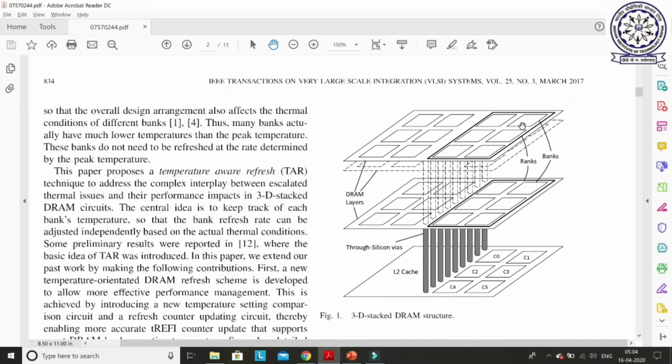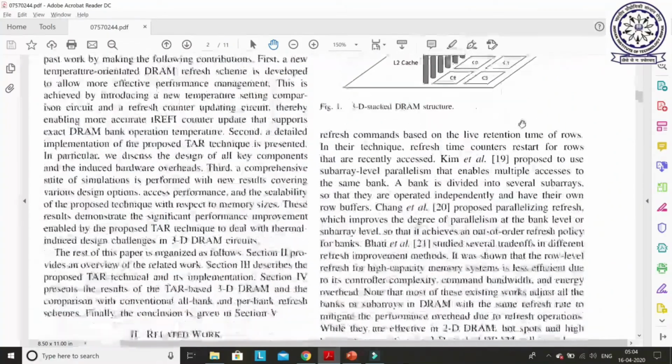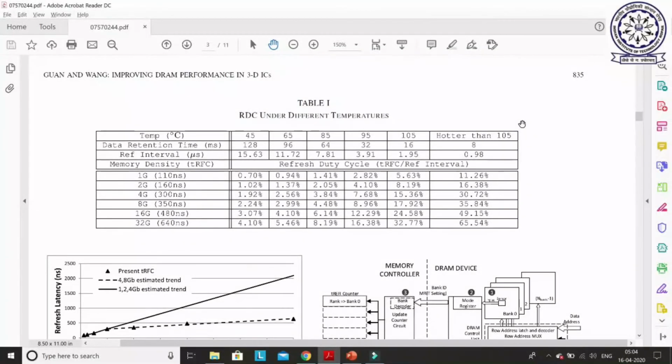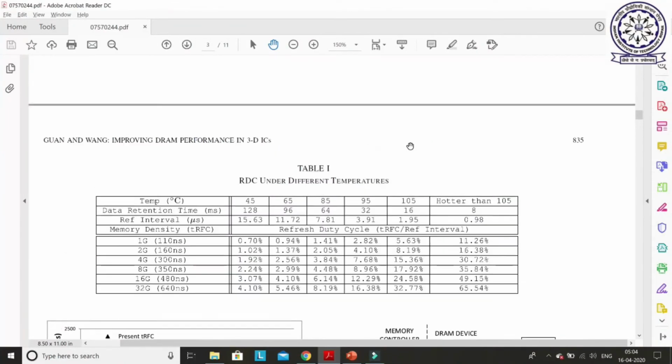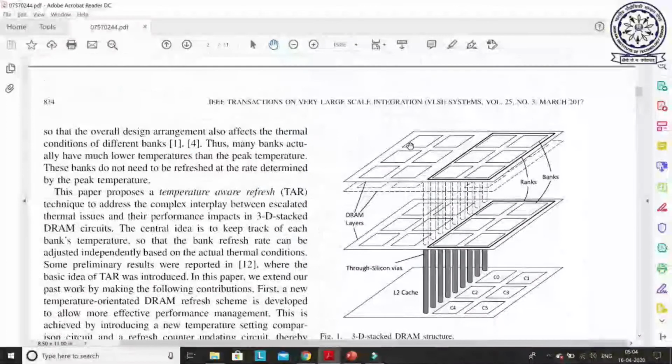Operating temperature of this bank is very high. So in this case, in normal original DRAM, what will happen is that it will go for this memory time. In case of 105, what is the retention time? 16 millisecond. The retention time should be 16 millisecond. But if you observe, this 16 millisecond is only required for this bank.